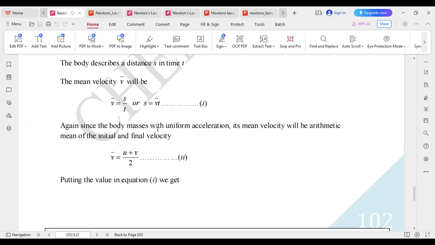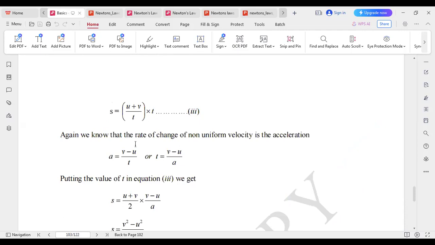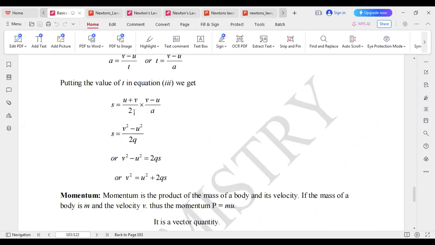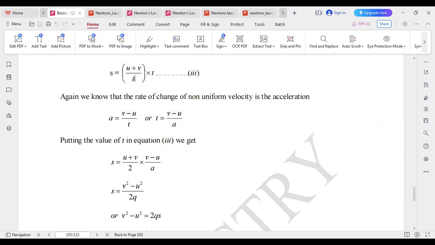Now, again, the body moves with uniform acceleration, which means the velocity will be the arithmetic mean of the initial and final velocity. So v bar equals u plus v by 2. Now putting the value of v bar in equation 1, we get this relation. Again, we know that the rate of change of non-uniform velocity is called acceleration, a equals v minus u by t, so t equals v minus u by a. Just putting the value of t in equation 3, we get u plus v divided by 2. Remember, this is a printing mistake. Okay, this is not t.